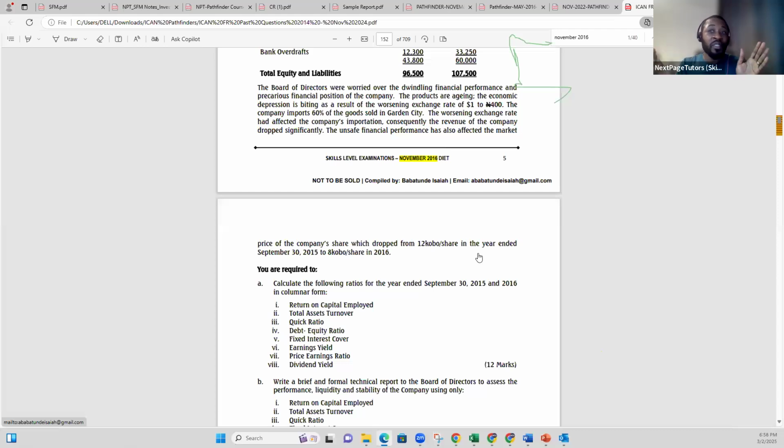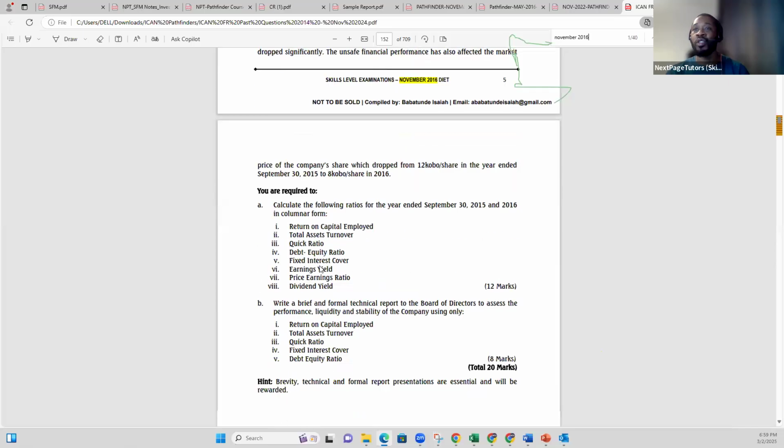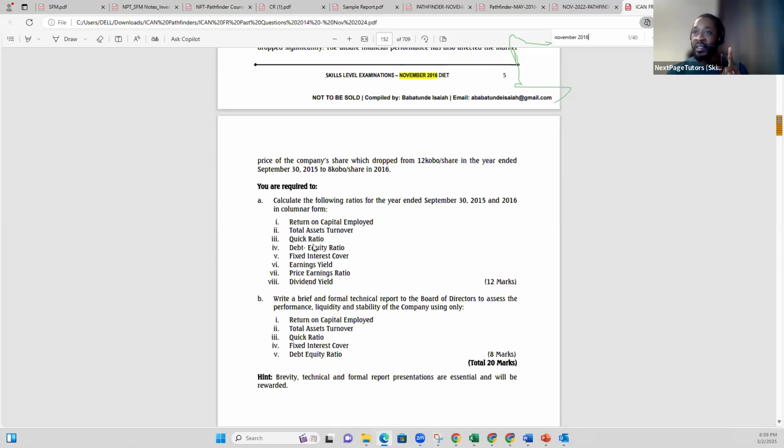Now, all this information is not just there for nothing. There is information that has been provided for you to corroborate with what you are going to do. I hope we are together. And that's what I was talking about earlier. So at the end of the day, they told you that you are required to calculate the following ratios for the year ended 30th September 2015 and 2016 in columnar form, 2 years. And they specify the ratios you need to compute, which is very fine.